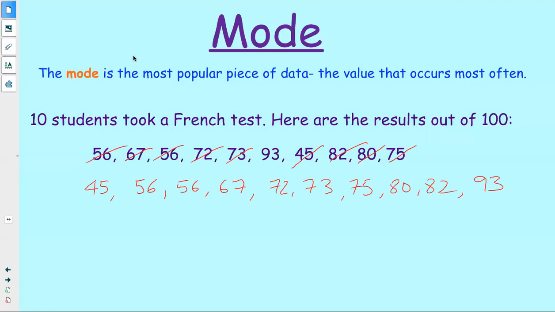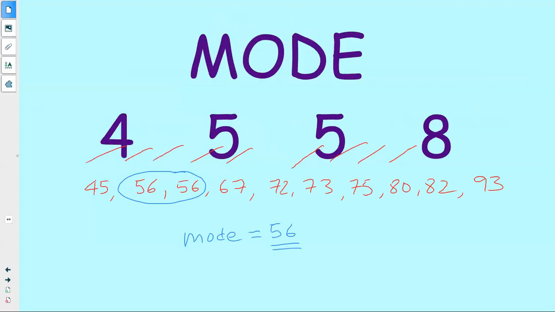All right. So it seems with most of the values in this data set, there's only one of them, but you can see that with your 56, there's 2 of them. So the mode in this data set, the most popular piece of data, is 56. Let's move on.